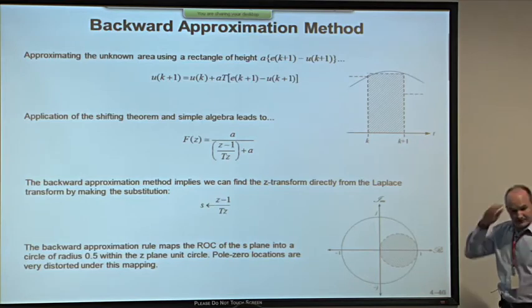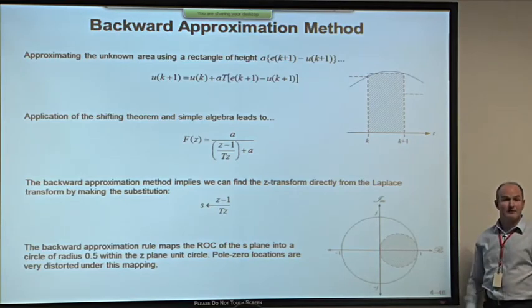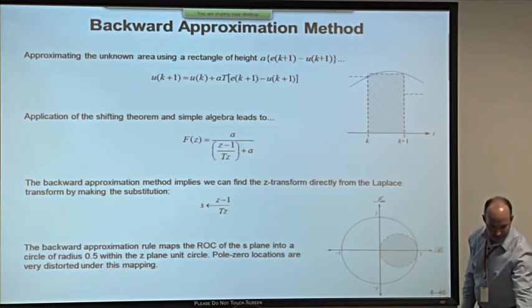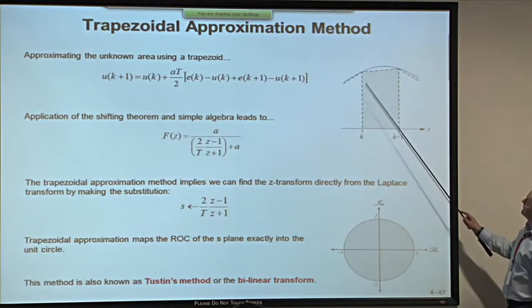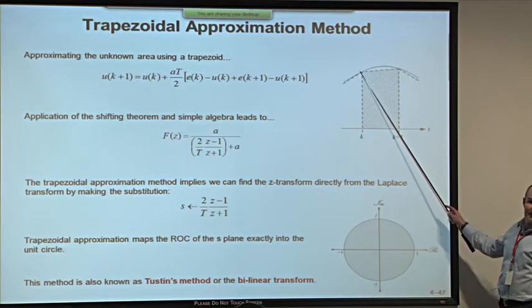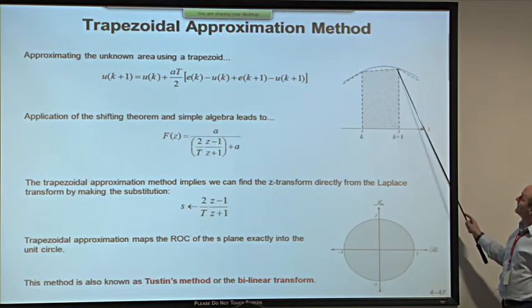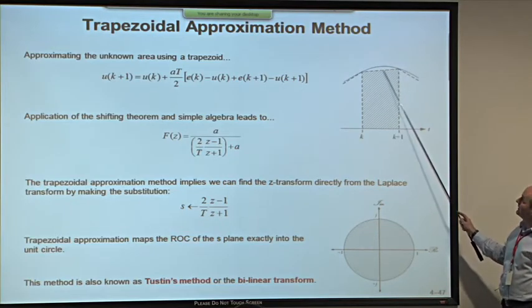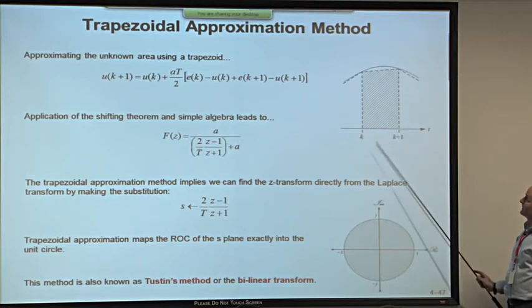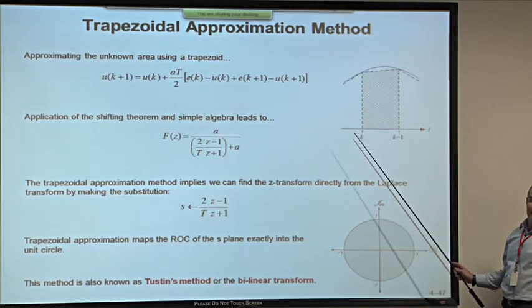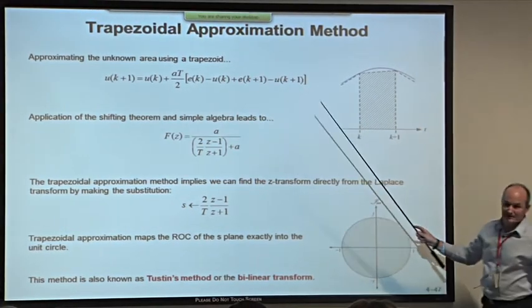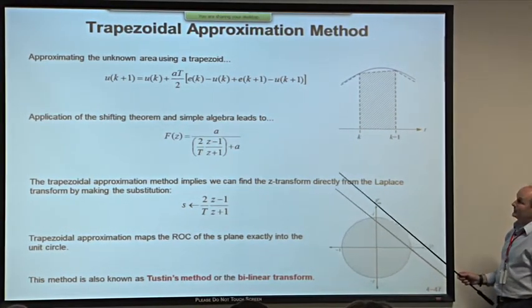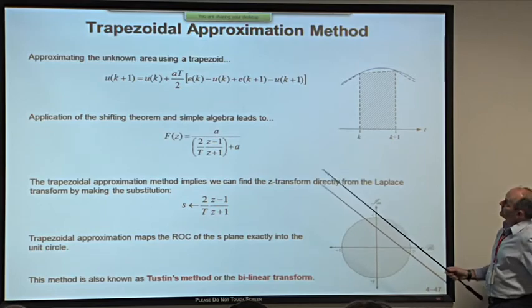What's the next logical step? Well, we've done rectangles. Let's try trapezoids. Instead of a rectangle now, let's use a trapezoid. We'll take a straight line from the amplitude of the integrand at time t equals k to at time t equals k plus 1. And now we need the area of this. Well, it's half the base times the sum of the sides. That's the area of a trapezoid. Well, that's what it is.